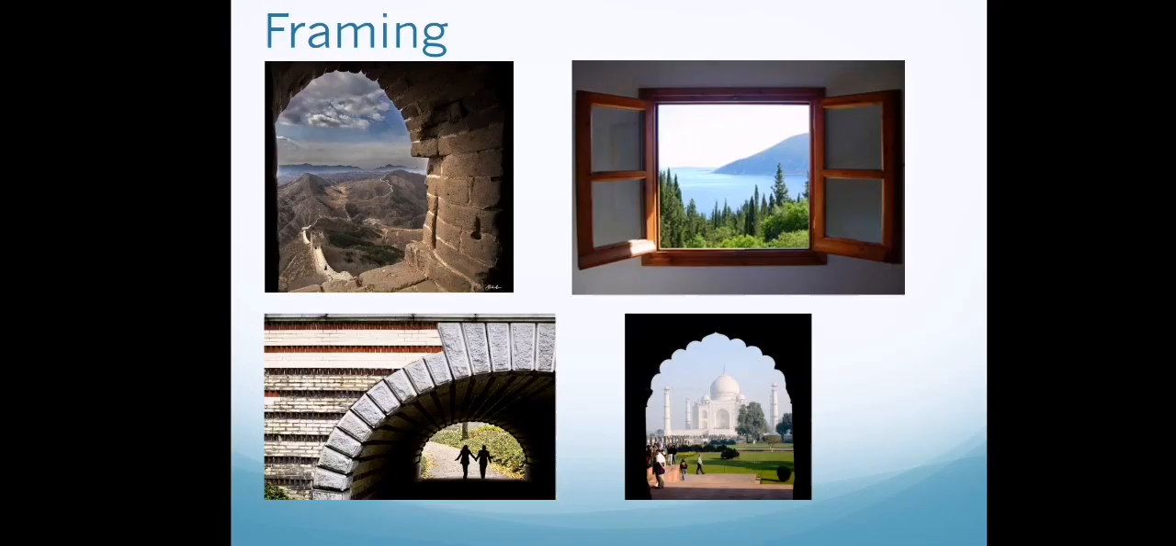Okay, next one is framing. Have a look at these pictures here. Now, I'm not talking about picture frames that are on your wall, but I'm talking about using a physical frame in your photo to almost create another photo. There's some really, really nice examples here. It can be just as straightforward as the top right, with a window opening out onto a scene, or a natural frame such as a bridge or an archway.